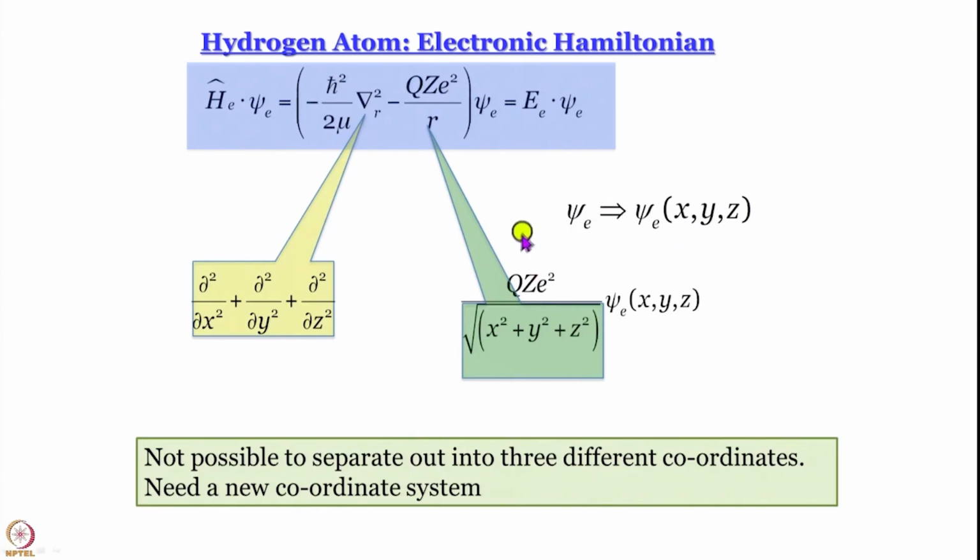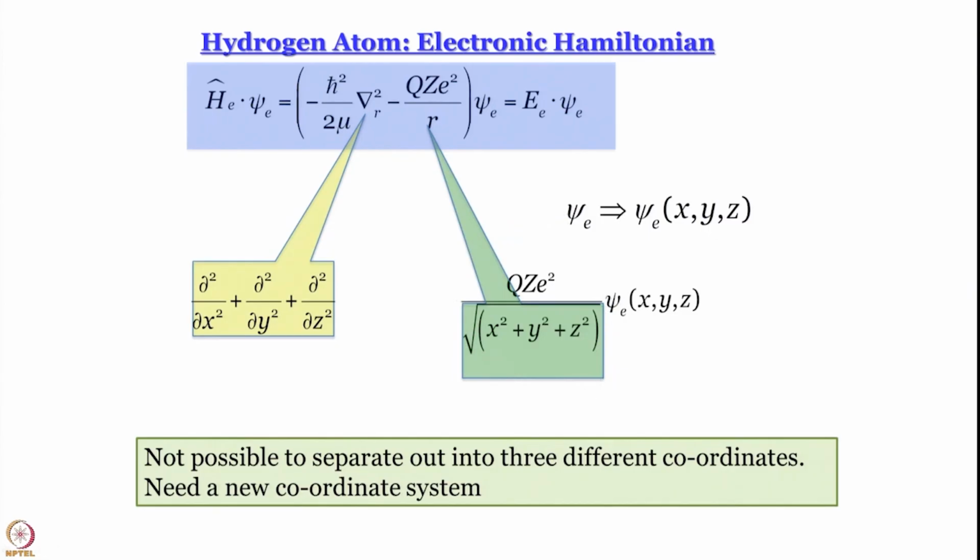This is where we had arrived, and then we realized that there is a problem. So, this del r square is not a problem because you can write it as del 2 del x2 plus del 2 del y2 plus del 2 del z2. The problem lies with this small r in the denominator because it is square root of x square plus y square plus z square. How are we going to separate this?